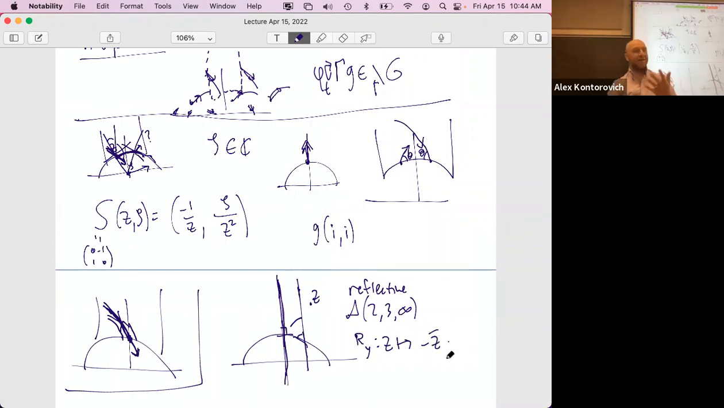So it's an anti-homomorphism. It's orientation reversing. It's not holomorphic. It's anti-holomorphic. And similarly, instead of z goes to negative 1 over z, it's z goes to negative 1 over z bar. And this is inversion across the line 1/2. Okay, so these are all orientation reversing.